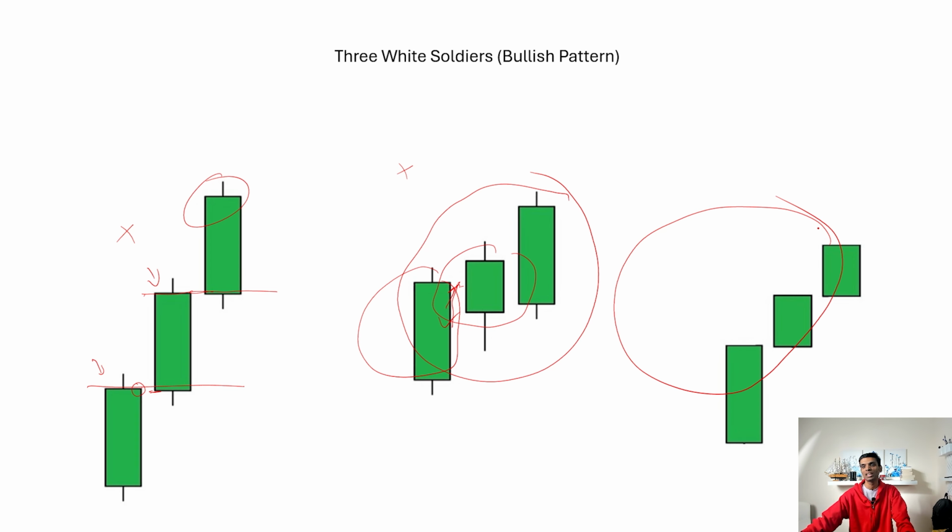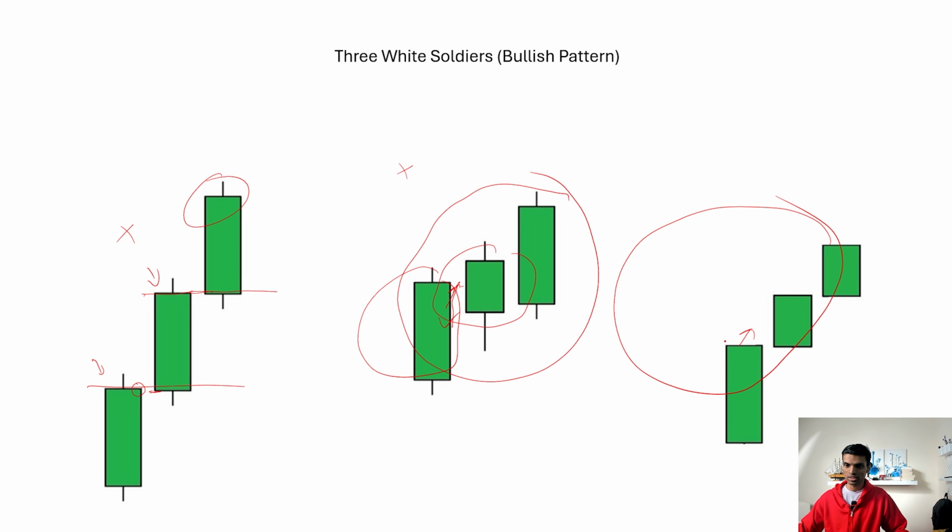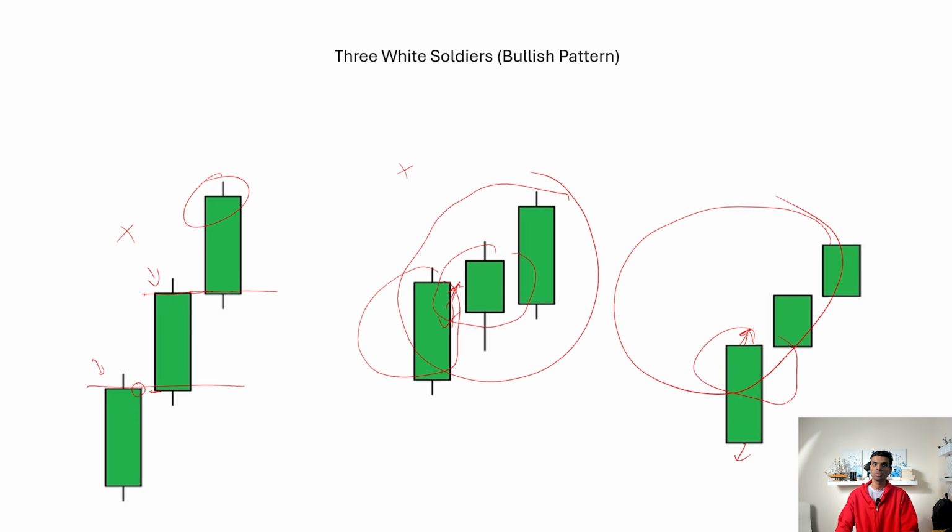The reason being, there is no wick. When there is no wick, it means the number of buyers is far greater than the number of sellers. Here there is no seller, only buyers, because you do not see any wick. When there is a wick, it means the market was fluctuating, but at the end of the day the buyer won against the seller. So this is what the 3 white soldiers look like.